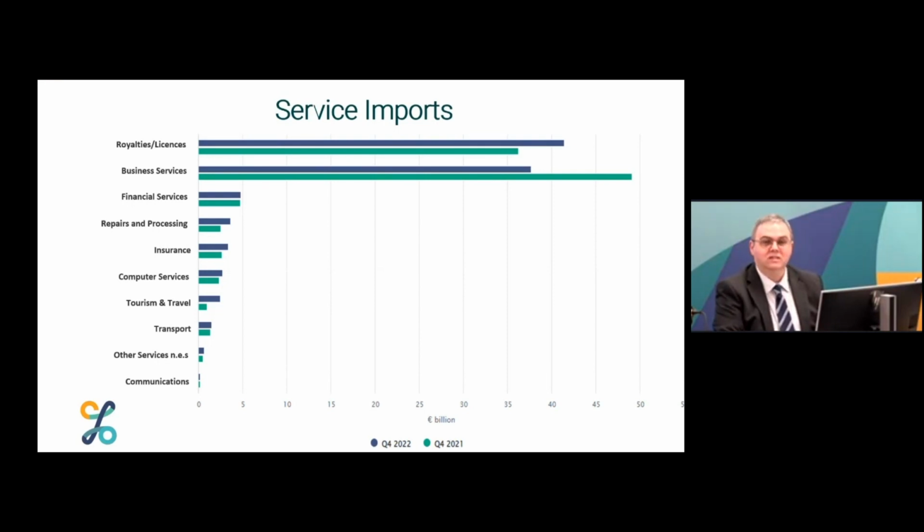Looking at our imports, again, compared to last year, we see an overall decrease of 2.2 billion. But within that, we have a decrease in business services of 11.3 billion euros, and 10.5 billion euros of that is a decrease in R&D. Royalties have increased by 5.2 billion euros, and tourism services have increased by 1.5 billion euros, again showing the continued recovery in this sector.